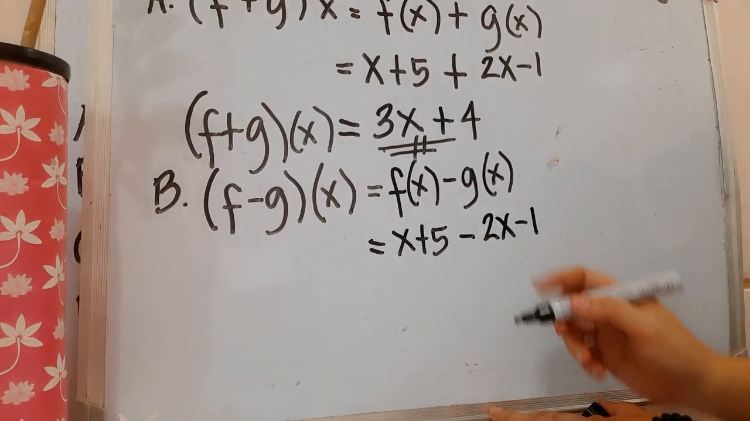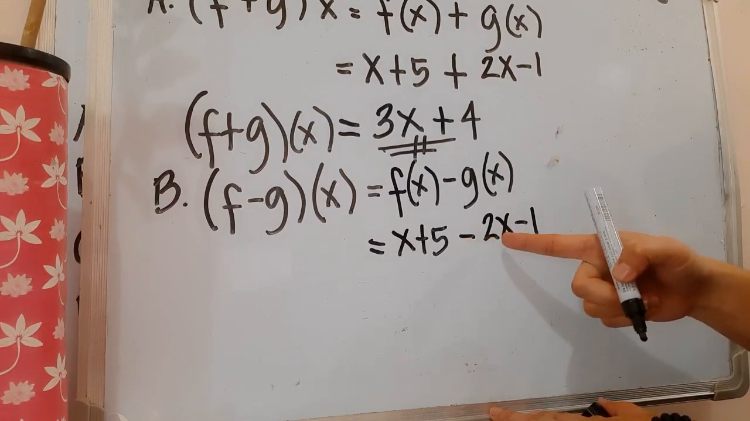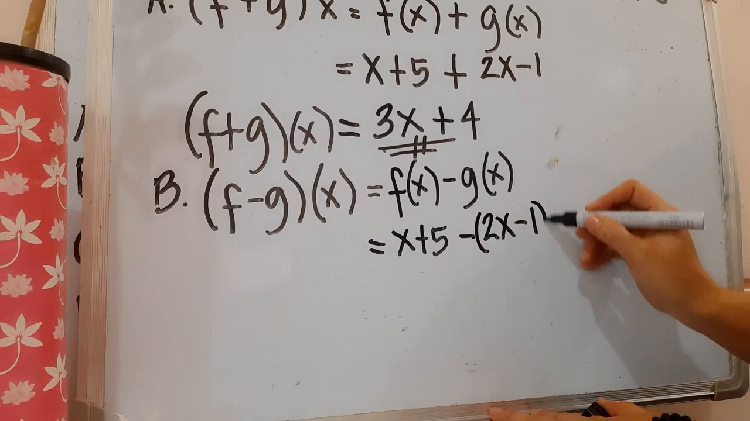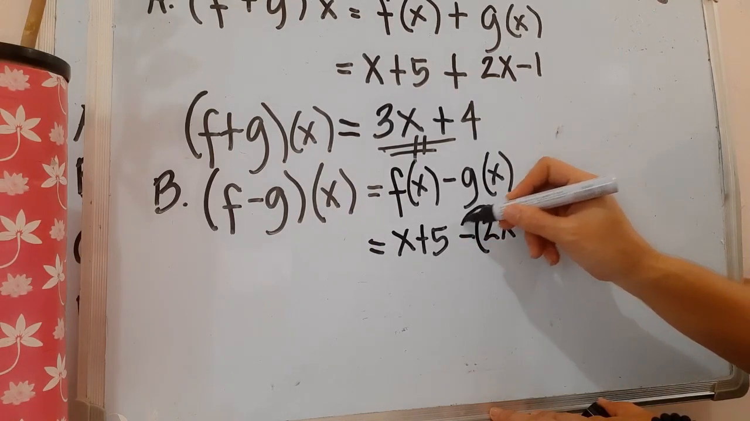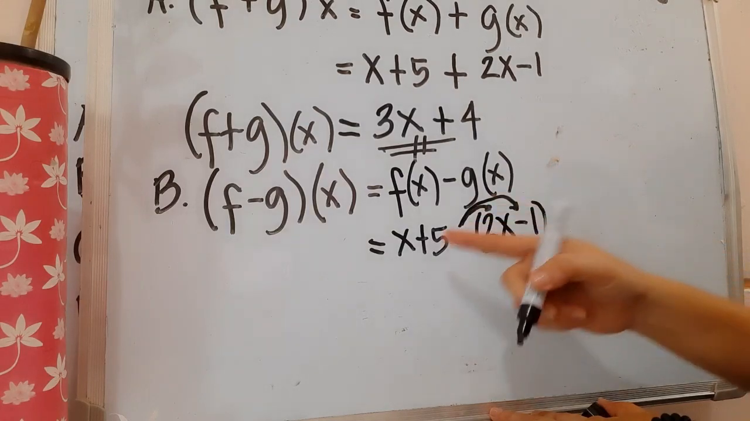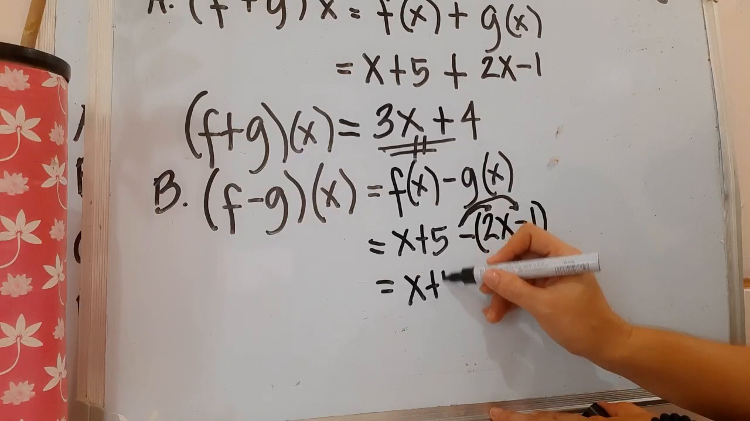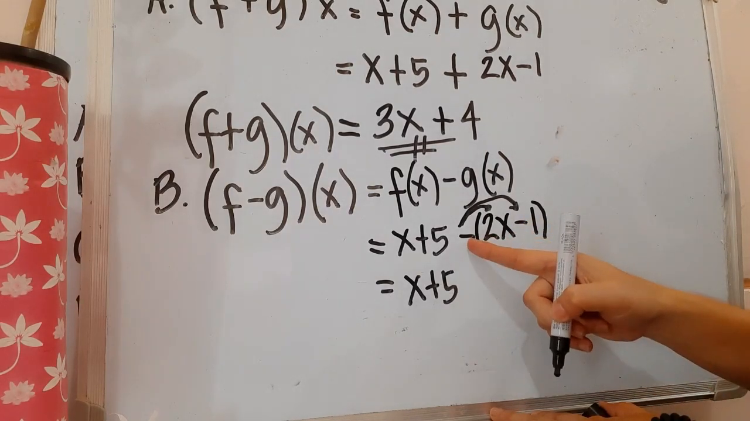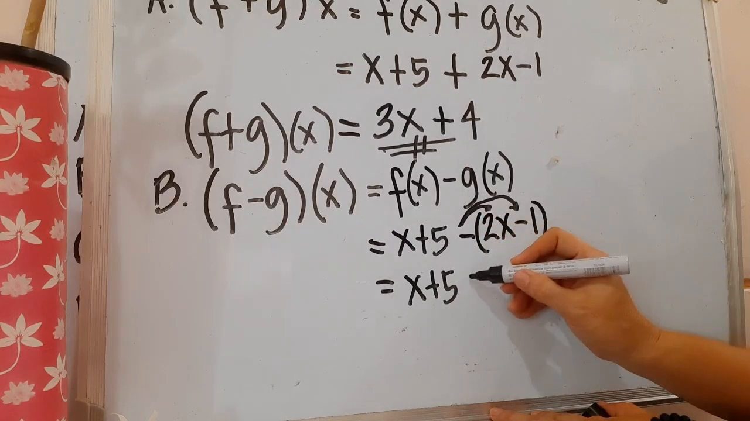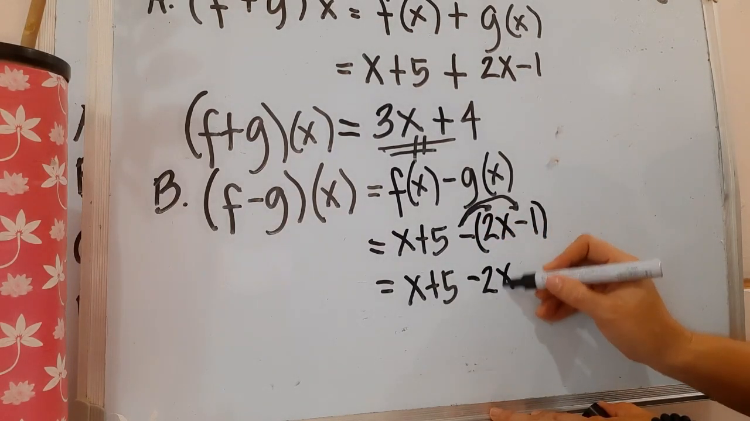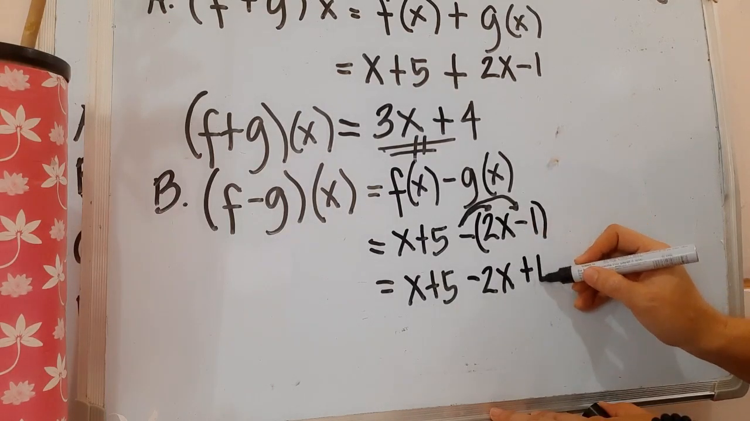As what you have noticed, try to look at this one. We have a negative sign before this term. So all you have to do is to distribute this negative sign inside the parentheses. Now, simplifying further, we can have x plus 5, copy that. Then multiply this one. This will become a negative times 2x will give us negative 2x. Negative times negative 1 will give us positive 1.